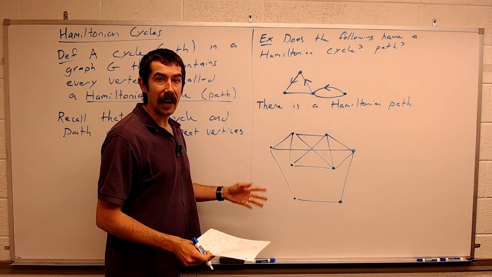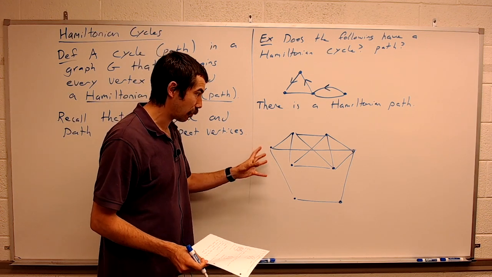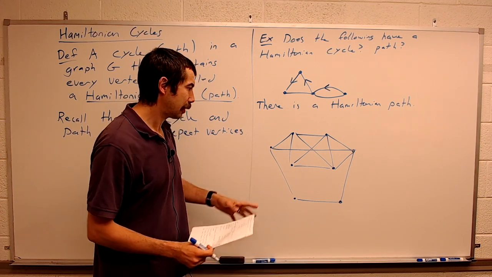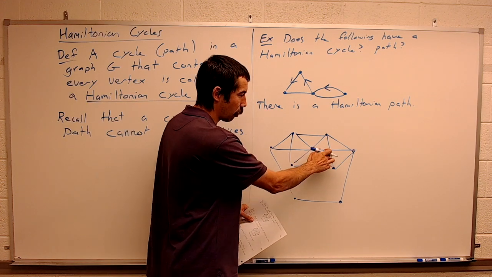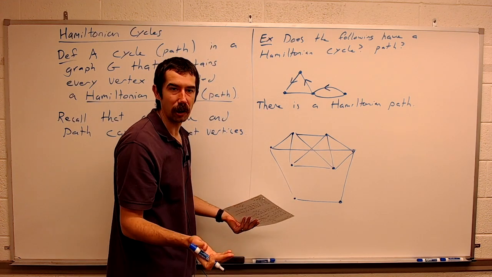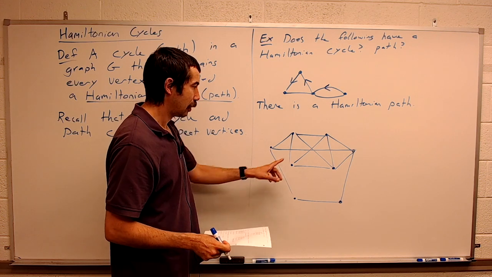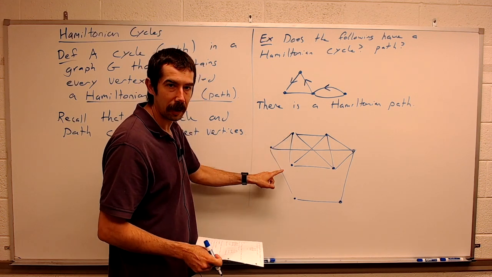All right, what about the following graph? All right, can we find a Hamiltonian cycle or Hamiltonian path on this graph? Now, one thing to note is where these edges cross, that's not a vertex. It's just the edges cross. All right? So the vertices are these ones that I kind of made bolder.